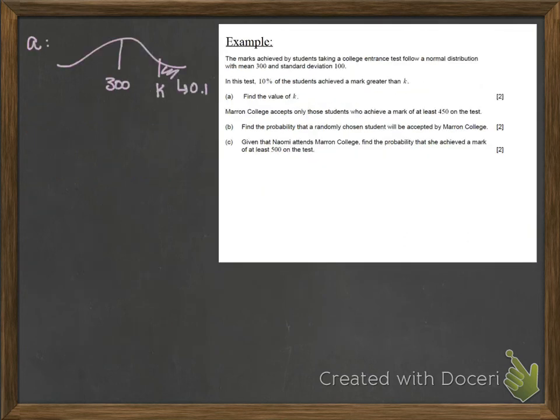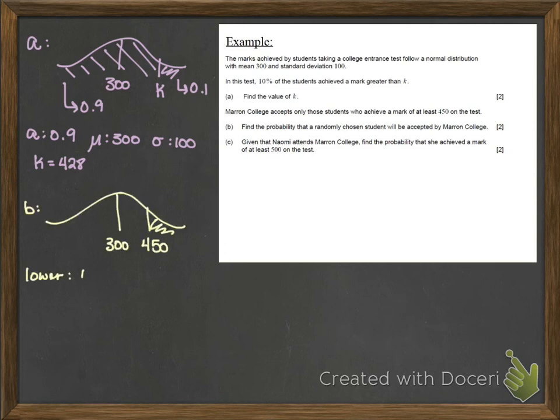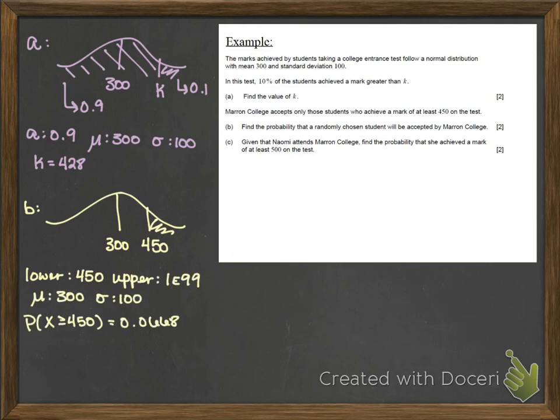Our last IB example, we're talking about the top 10% of students. We need to find that score, which is K. So the left side is 90%, so inverse norm 0.9, mean is 300, standard deviation is 100, and we get the K boundary to be 428. Now for part B, Marian College only accepts those who have at least 450. So our lower is 450 with an upper of 1E99, aka positive infinity, still a mean of 300 with a standard deviation of 100.